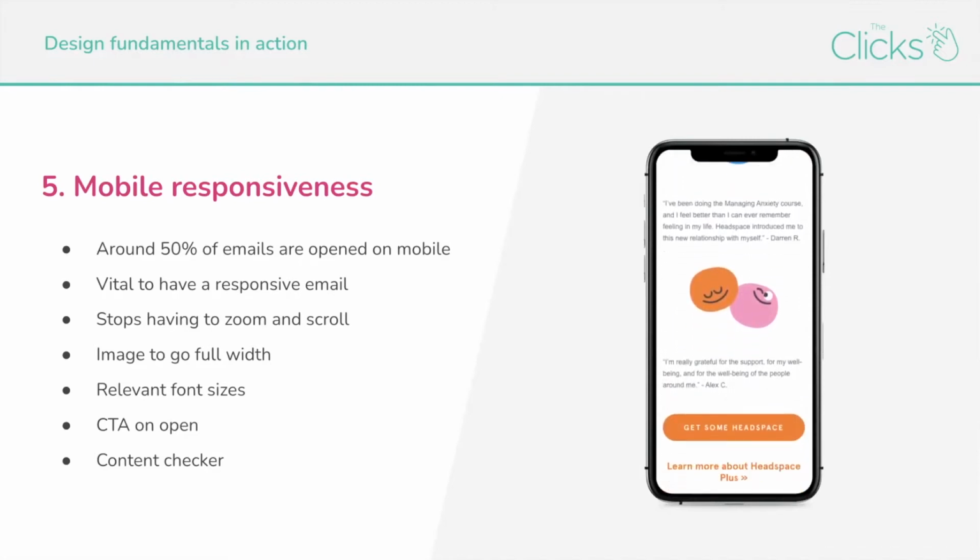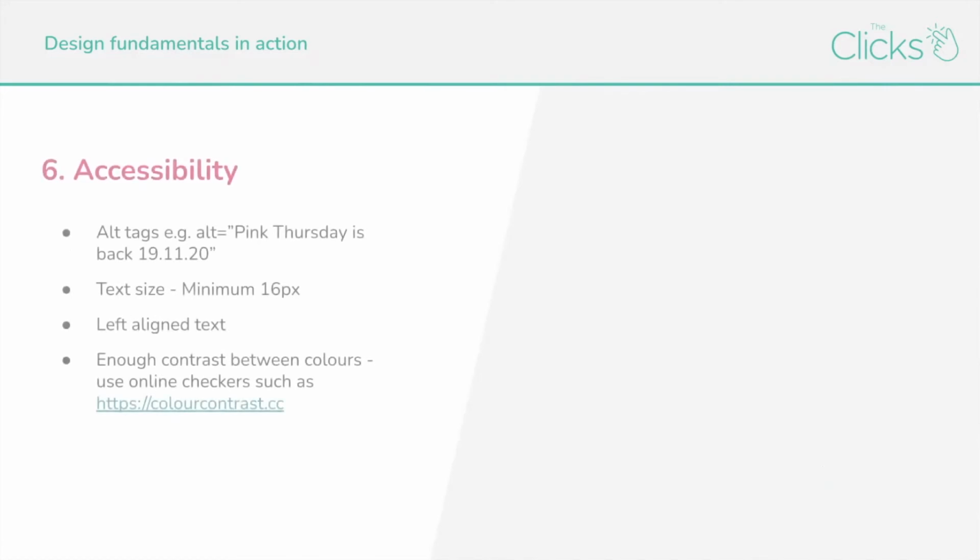And number 6 is accessibility. So it's really important to try and make your email as accessible as possible so that everyone can enjoy your email. And these are some of the things that you can do to make sure that it's accessible as possible.